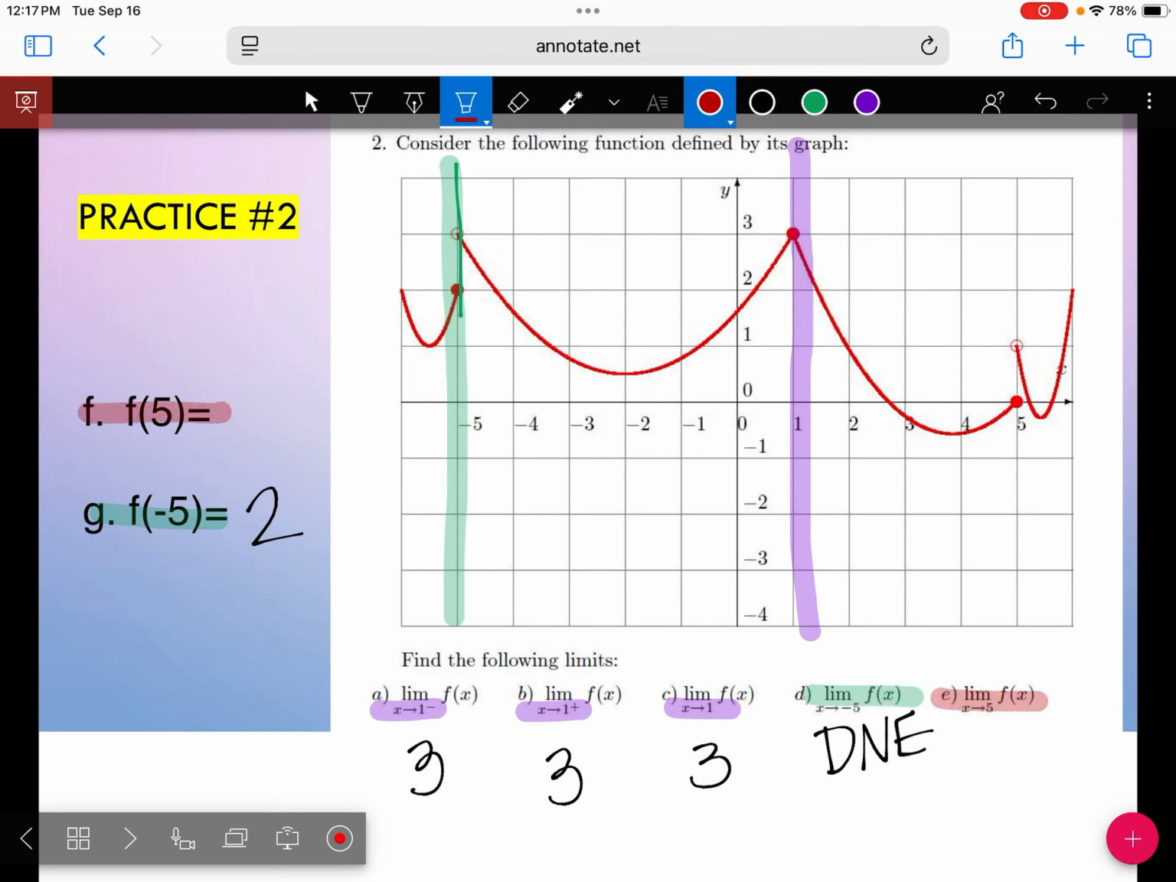Last one, +5. +5 is here. All right, what's happening right there on my graph at +5? It's another jump. So, Omer, what would you put for E? Does not exist. But what would you write for F? 0. Good job, y'all.